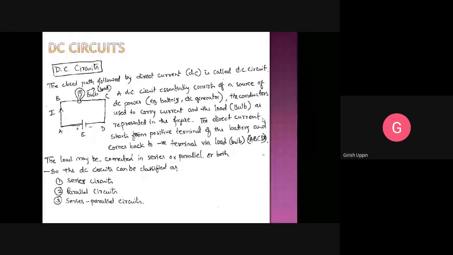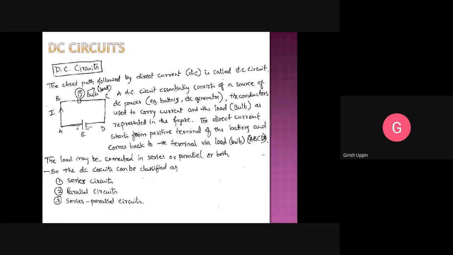Next, DC circuit. What is a DC circuit? A DC circuit is nothing but a closed path where we have one load. In this particular case, we have the bulb, and it is connected with one electromotive force. Whenever we connect the electromotive force, it forms a closed path, and the direct current will flow. The direction of the current would be from the positive plate of the EMF source, through the load, to the negative plate of the EMF source.